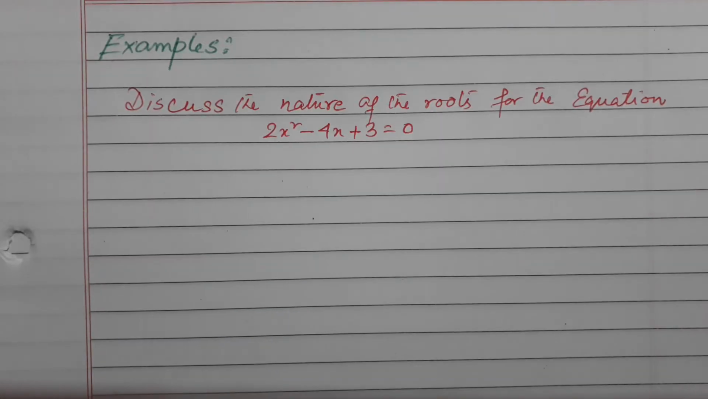Now let us see some examples. Discuss the nature of the roots for the equation 2x square minus 4x plus 3 equals 0.